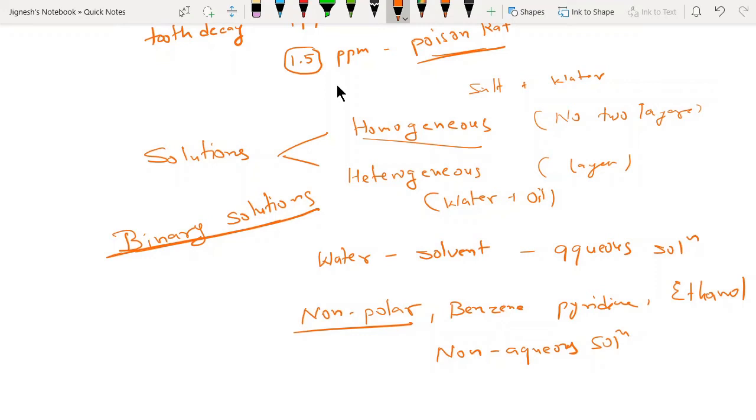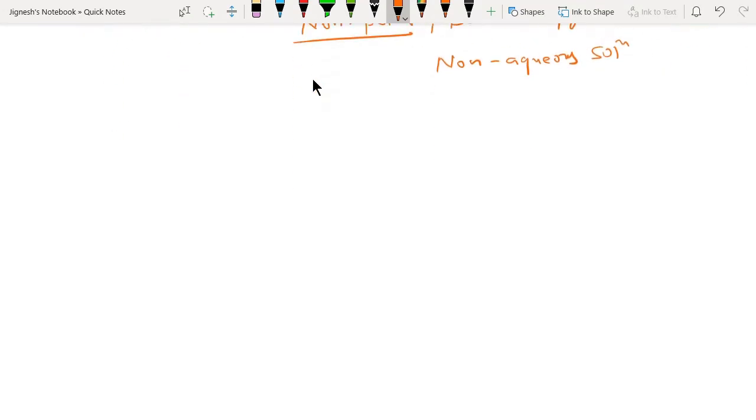So two types of solutions are homogeneous and heterogeneous. We are going to talk about homogeneous. Let us understand the 9 types of solution given over here. This is very crucial and very important. The types of solutions which we are going to study right now are very important for you.